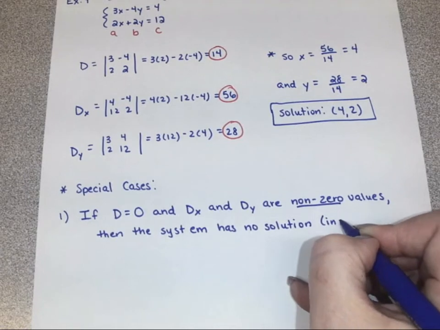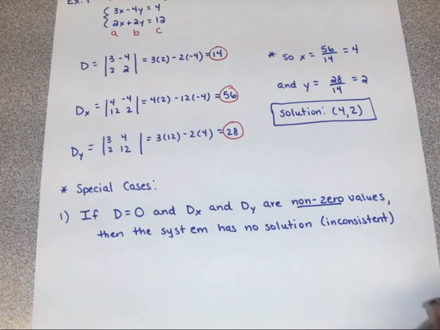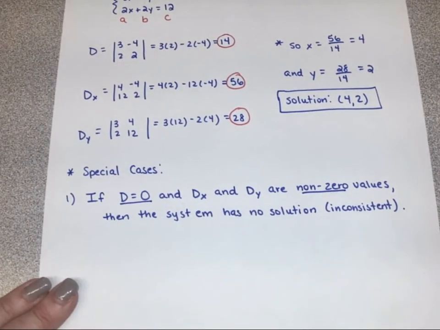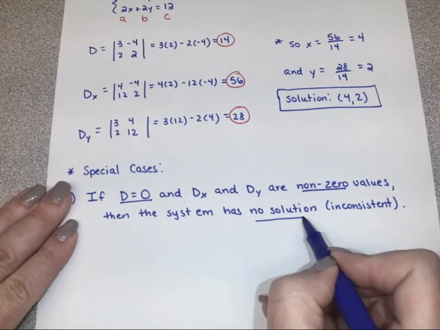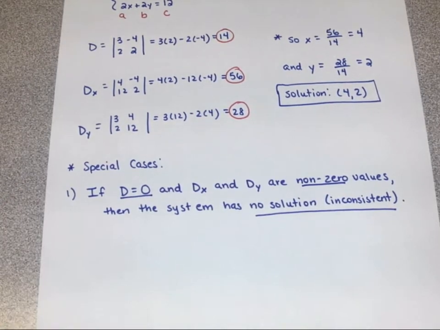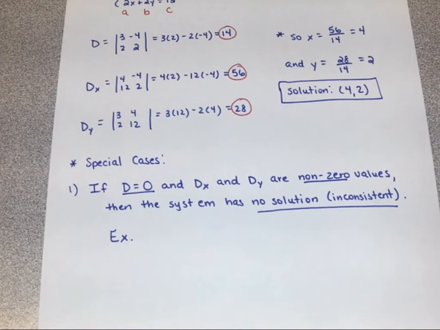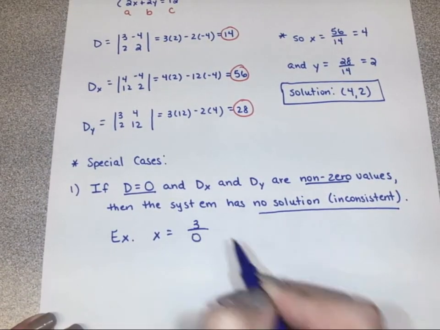And remember, we came up with a different word for that. That also means inconsistent. So if d is 0 and then we get non-zero values for the other two, then the system has no solution or is inconsistent. So an example of this, I'm not going to solve it all the way. We'll do an example of one in just a minute.